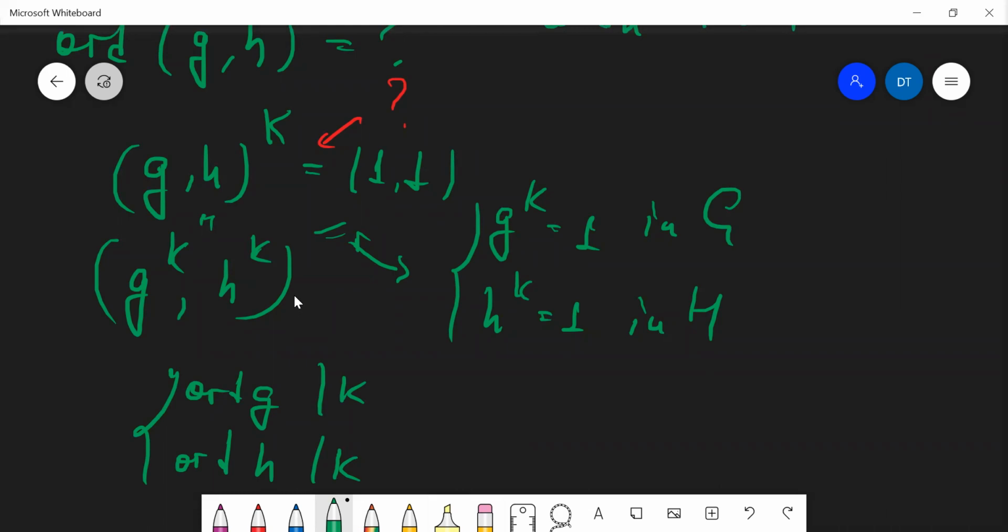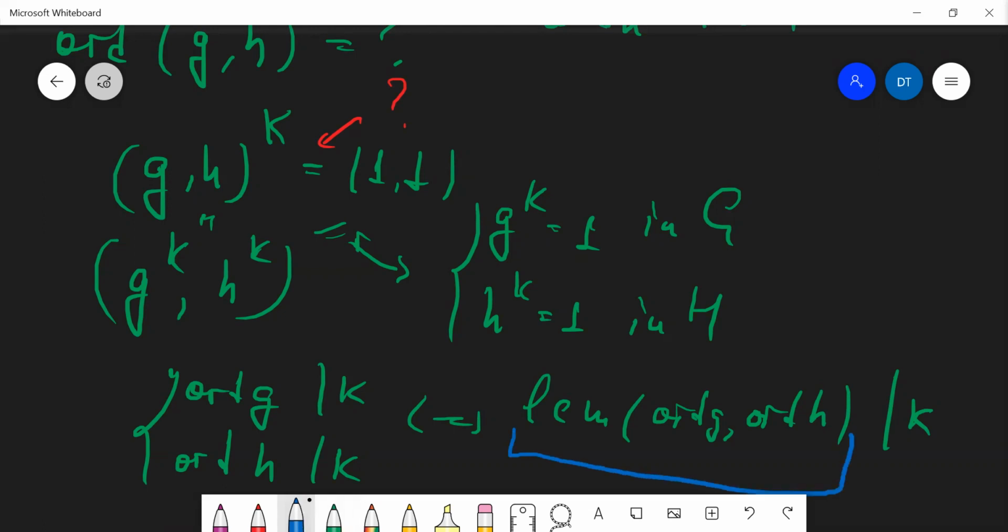This happens if and only if the least common multiple of these orders divides k. LCM of the order of G and the order of H divides k. So when we're seeking the least possible positive k with this property, we should take the least common multiple. So this will be the order of the pair (g, h).